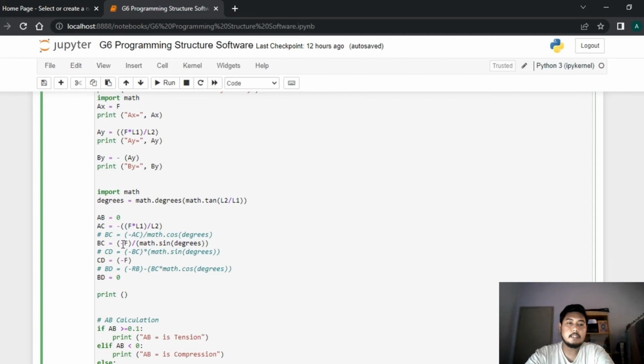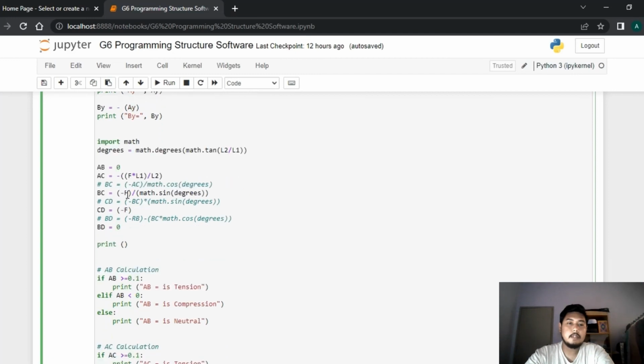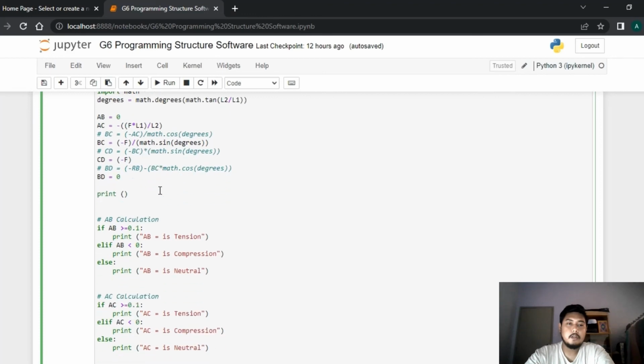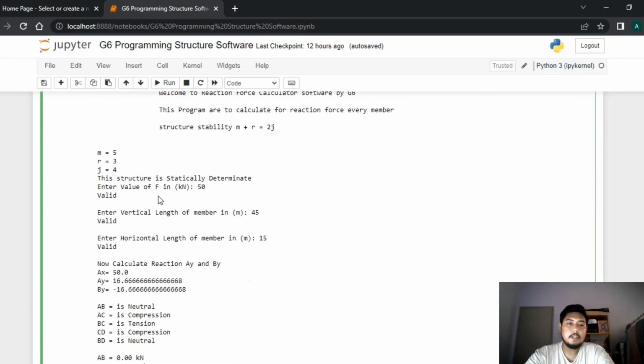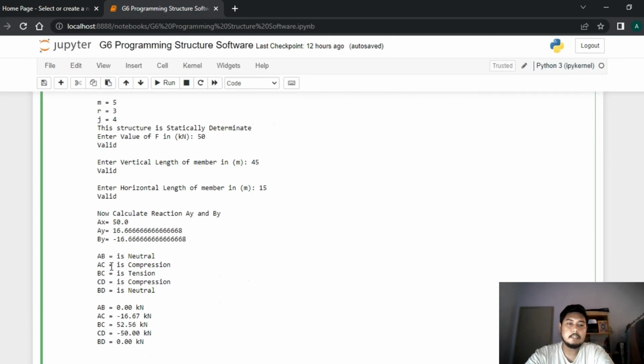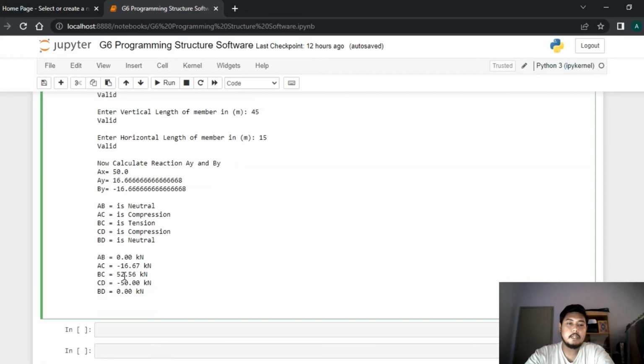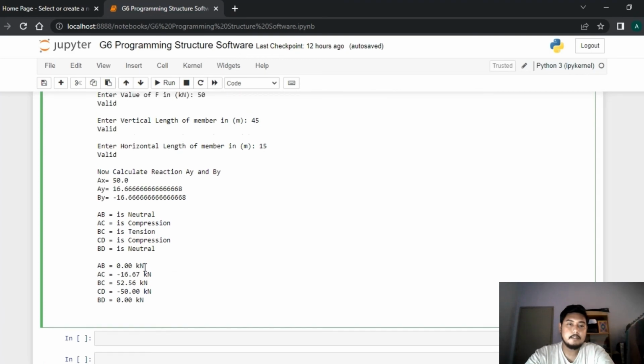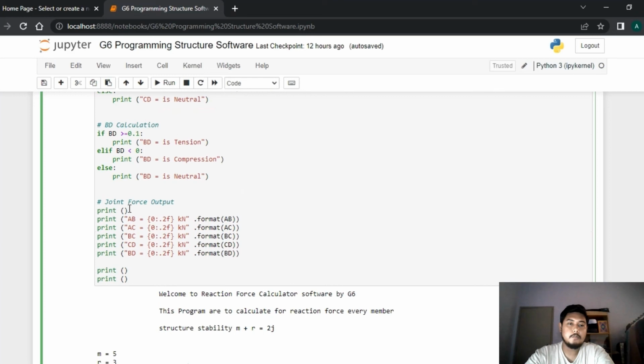BC and CD also have their own formulas different from AC, such as BC, negative F, divided by the answer of math times sin times degrees. So as shown over here, AB is neutral, AC is compression, tension, compression, neutral. The last one, 0 and negative 16.67, is the joint force output.